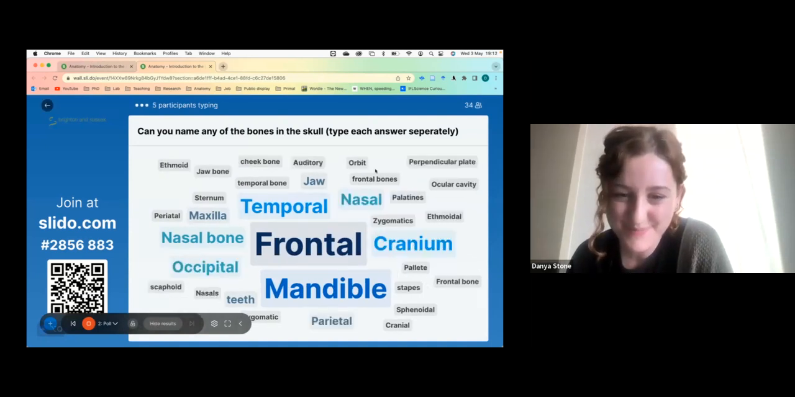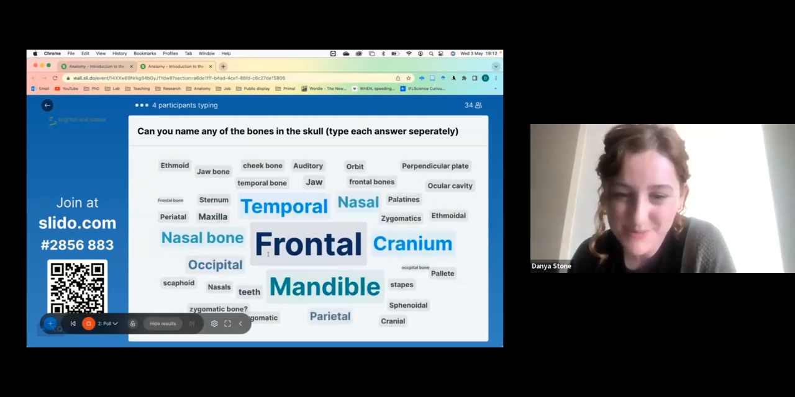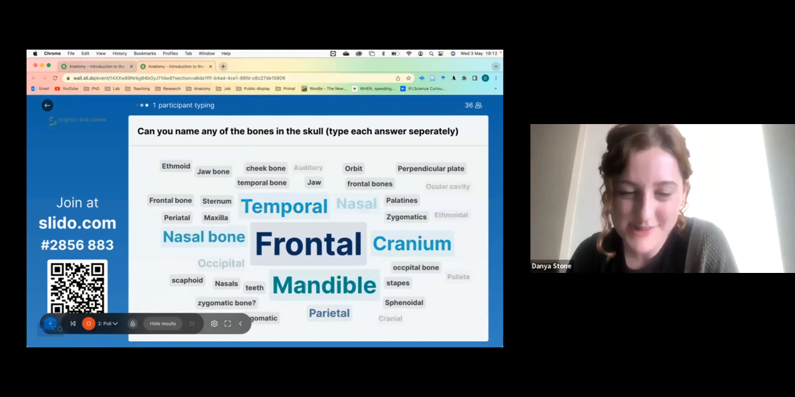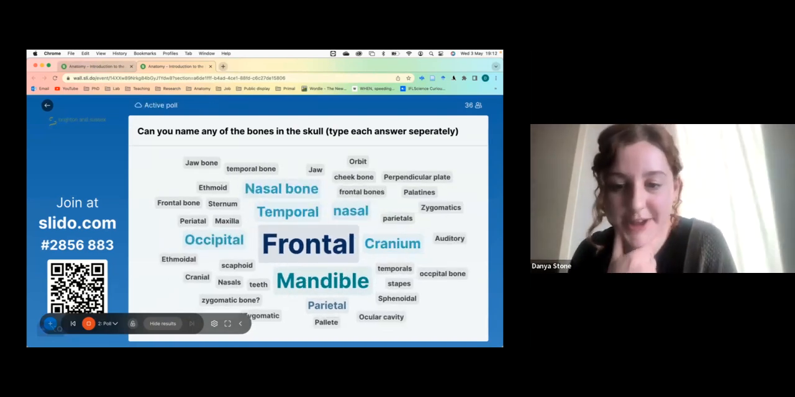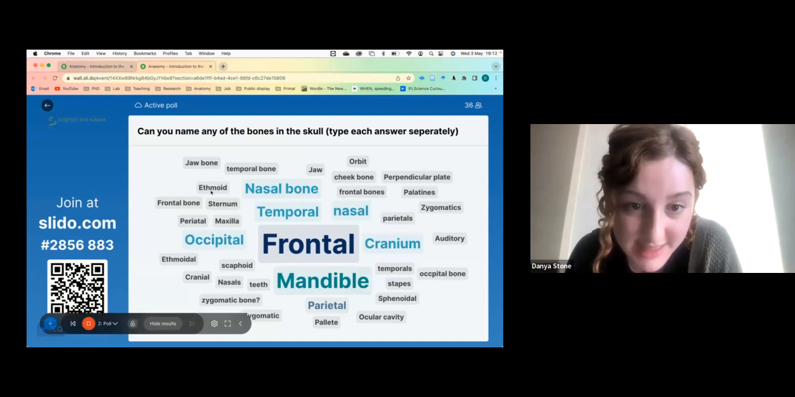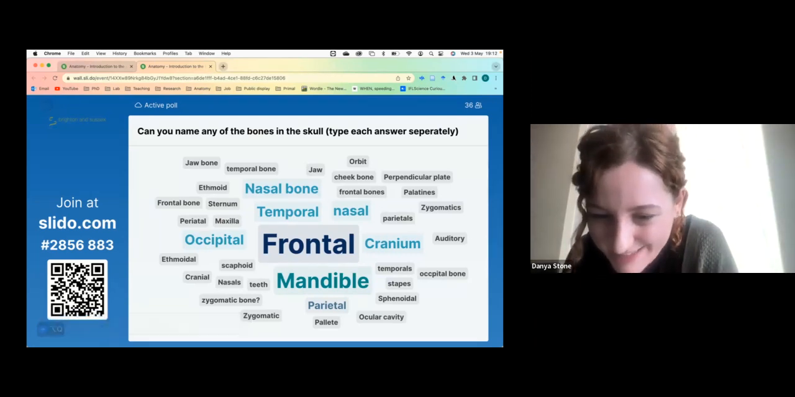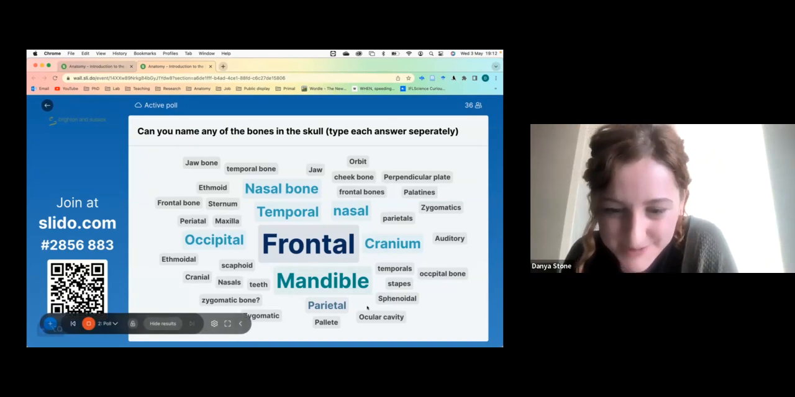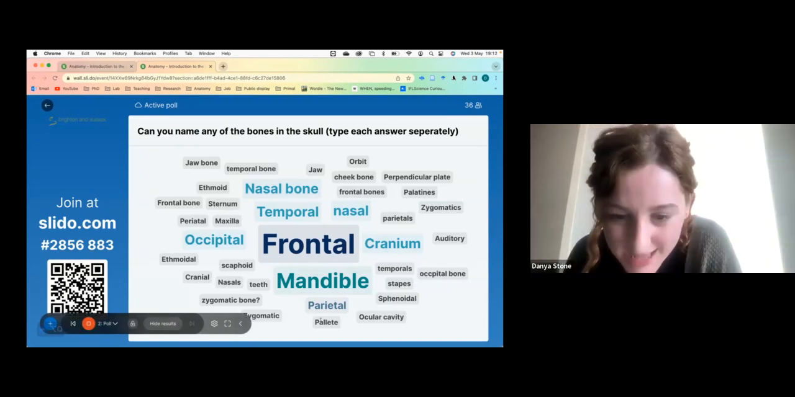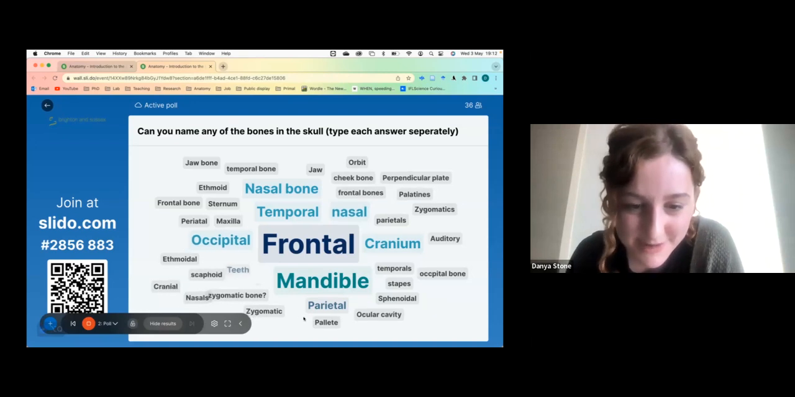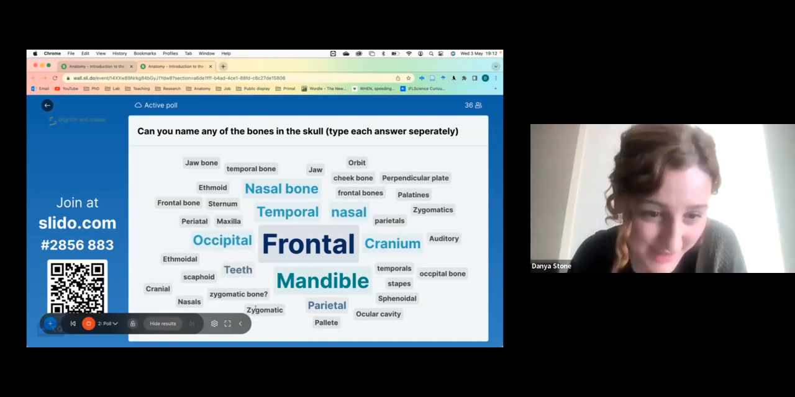Wow, okay. Loads of you got the frontal bone. That is amazing. Lots of you got the mandible or the jawbone. We've got the ethmoid. I'm very impressed that someone got ethmoid. I didn't think anyone would get that. And the sphenoidal bone. Palate, there's a palatine bone, very, very close. There is a zygomatic bone.